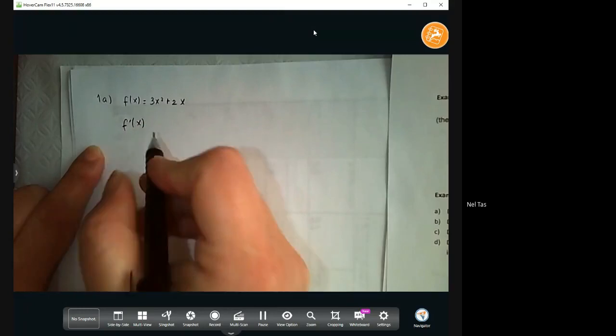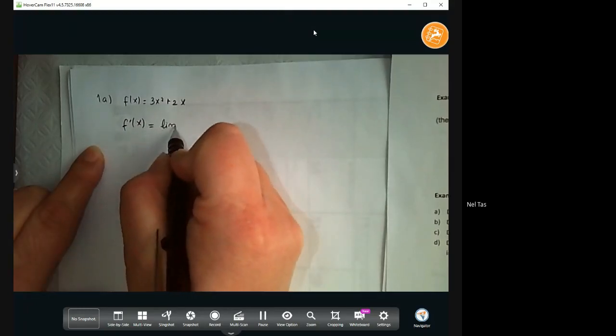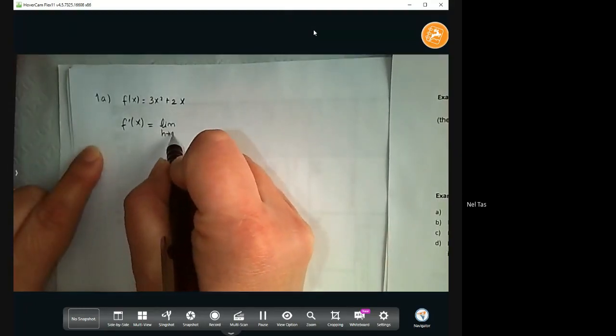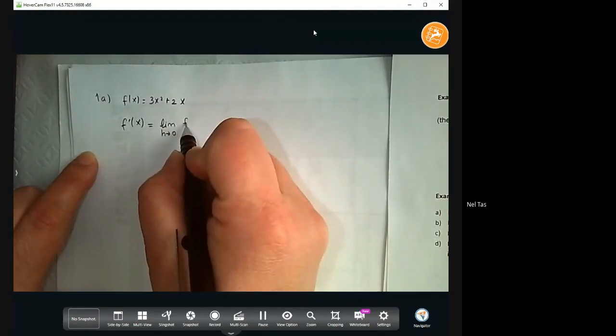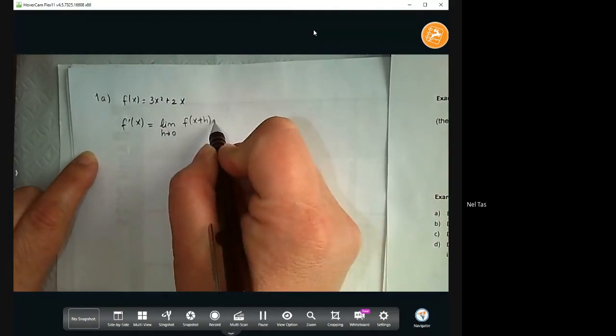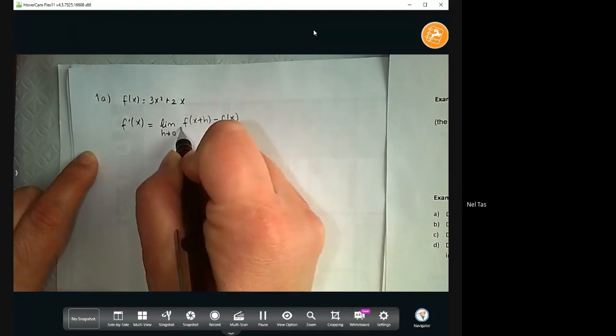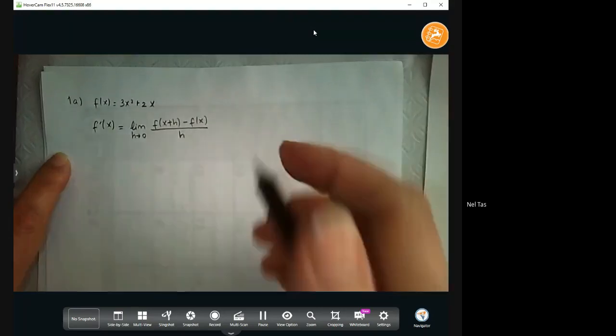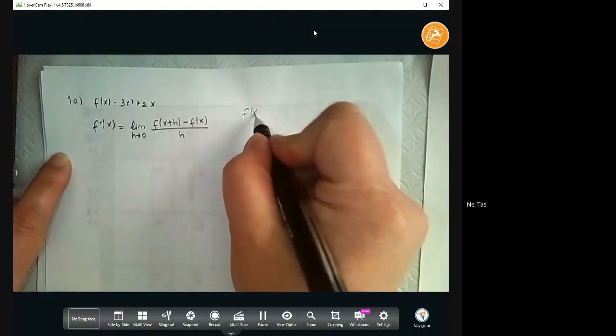So we have f of x equals 3x squared plus 2x. We are going to take the derivative, f prime. The formula goes: limit as h approaches 0 of f of x plus h minus f of x, over h. I'm going to do f of x plus h on the side.